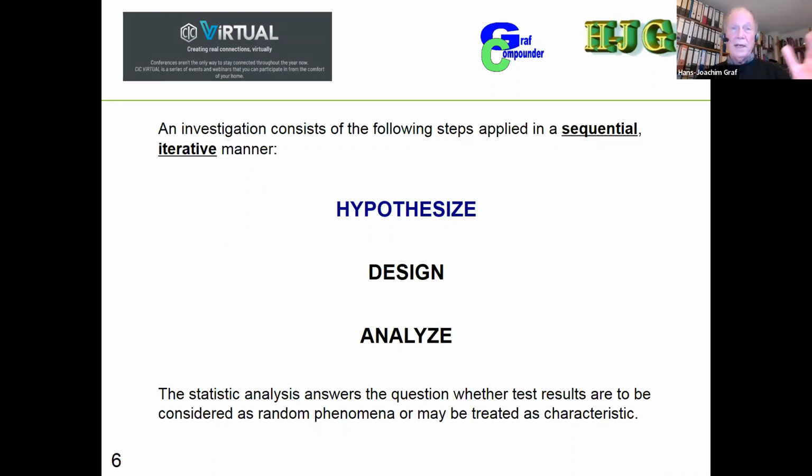So creative I can be as I want, but I cannot interfere with the design, because this is a procedure that needs to be followed. And then the analysis should be done in such a way that you try to do everything to reject your hypothesis. That's very important to prevent you from being biased. And then you have all the statistics and things like that.